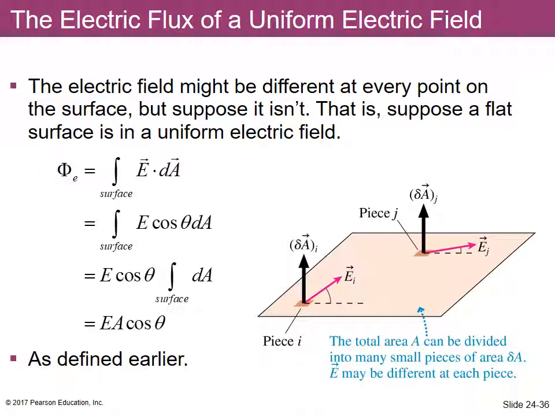The electric field might be different at every point on the surface, but suppose it isn't. That is, suppose a flat surface is in a uniform electric field. The integral simplifies to E times A cosine of theta, as found earlier.